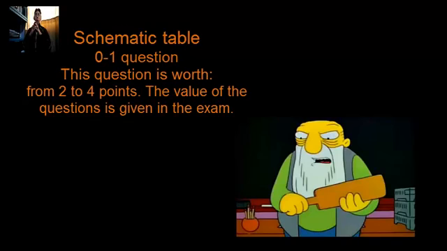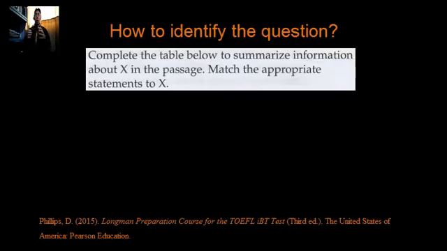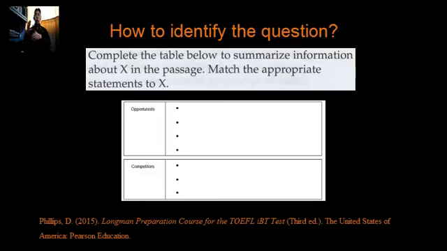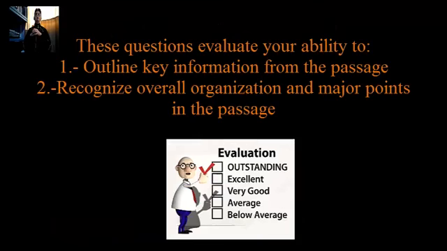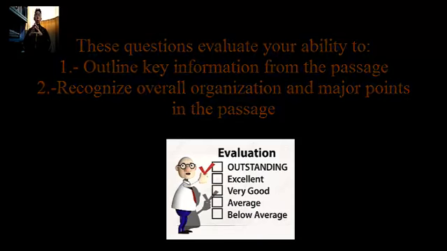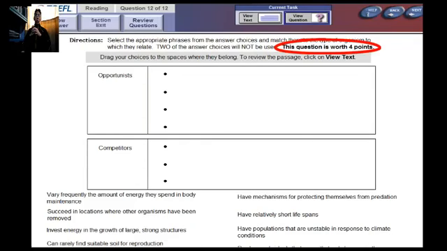The last type of question of the reading section of TOEFL is the schematic table. You can find from 0 to 1 question of this type, and it works 2, 3, or 4 points. This value is given in the exam according to the complexity of the task. To identify the question, you can read the prompt or simply look at the table which is different to the one given in the summary chart.